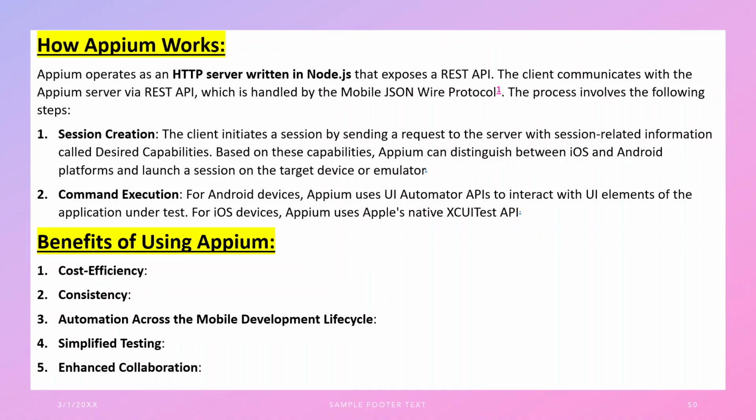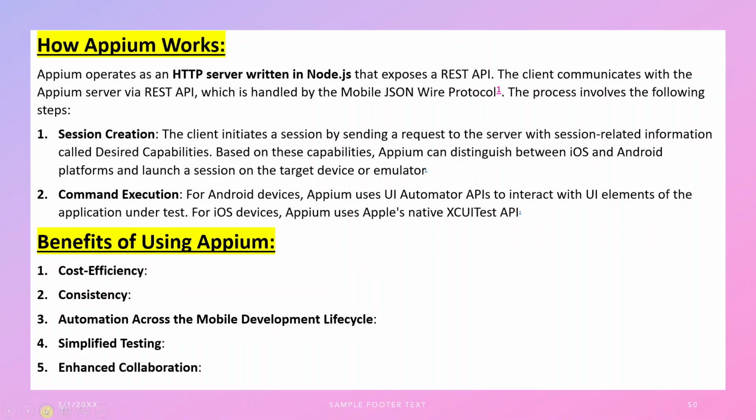Okay, and automation across the mobile development life cycle. What does it mean? Appium supports automation at different stages of the mobile development life cycle, from unit test to end-to-end testing. And simplified testing: with its support for multiple languages, Appium simplifies the testing process. And next is the enhanced collaboration. Appium's open source nature promotes knowledge sharing among mobile application testers and developers.